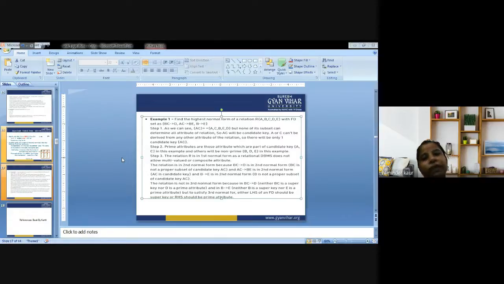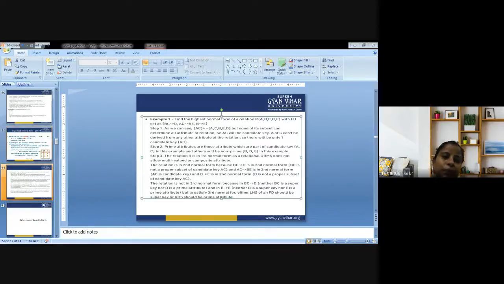So I can say that the relation is not in the third normal form. Why? Because in BC deriving D, neither BC is a super key nor D is a prime attribute. And in B deriving E, neither B is the super key nor E is a prime attribute. But to satisfy the third normal form, either the LHS, that is the left hand side of an FD, should be a super key, or the right hand side should be a prime attribute.